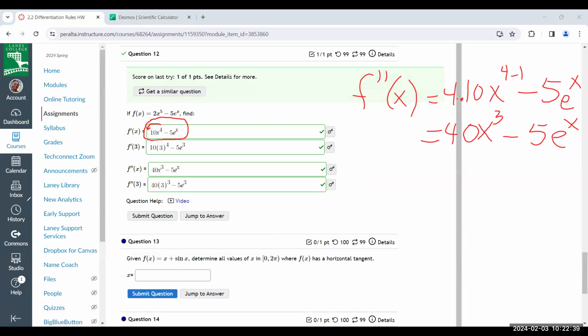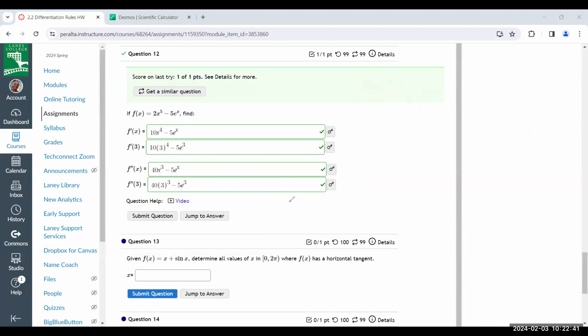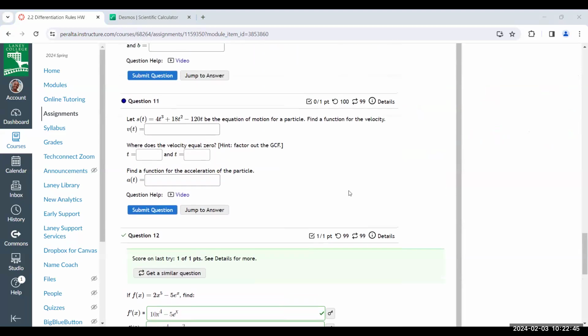Let's look at, I wanted to look at this example, number 11, because this talks about velocity and acceleration. So I'm just going to switch over to the iPad to discuss these concepts.